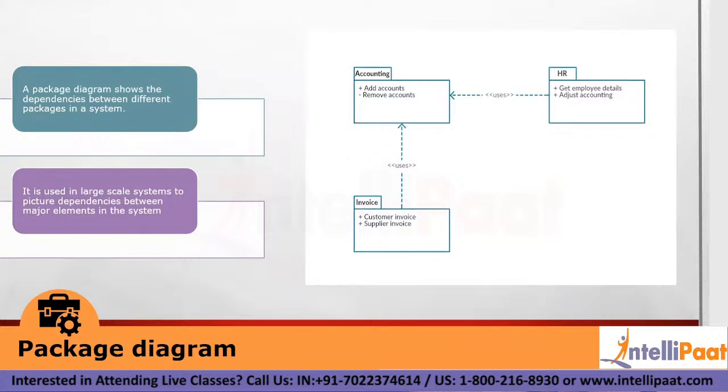Now accounting, based on the employee details, adds accounts or removes accounts. So if HR hires a new person, accounting will add an account for that new employee into their system. And if HR is firing someone, or someone is leaving the company, then HR will update their records and send it to accounting. Now accounting will also remove the financial account of that person.